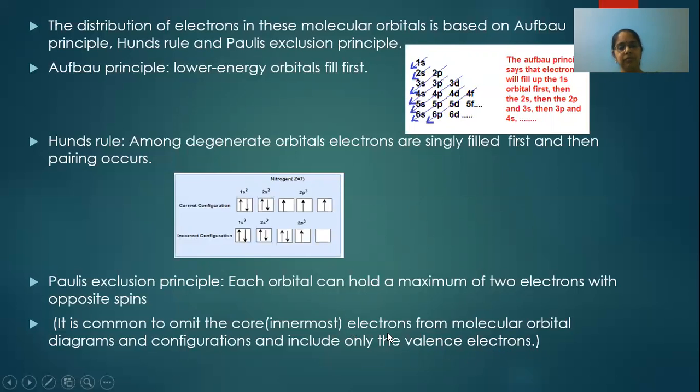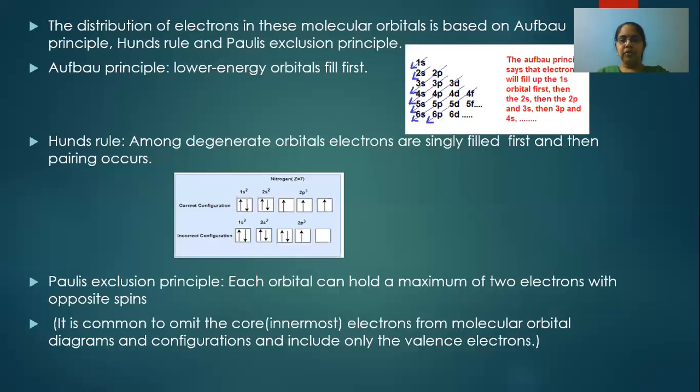So we can draw the innermost electrons also. We can include the innermost electrons in the configuration also. But if you refer to most of the textbooks, the innermost electrons are completely omitted from the configuration as well as from the molecular orbital energy level diagram. So this is the introduction to the molecular orbital energy level diagram.